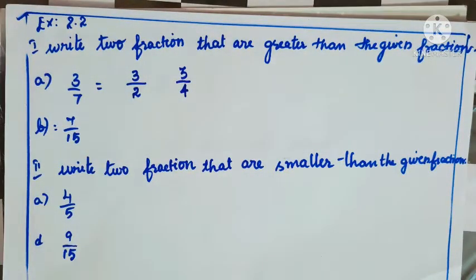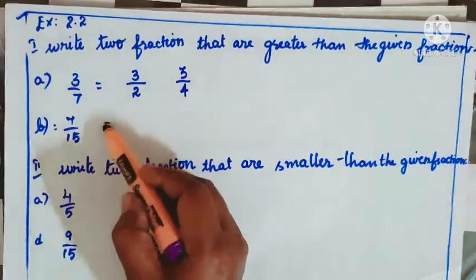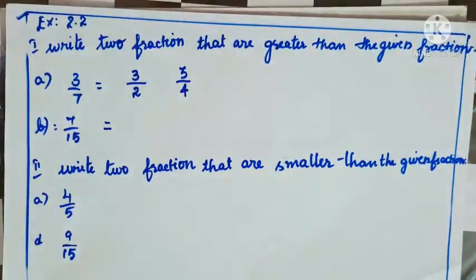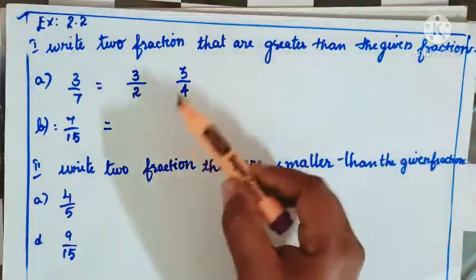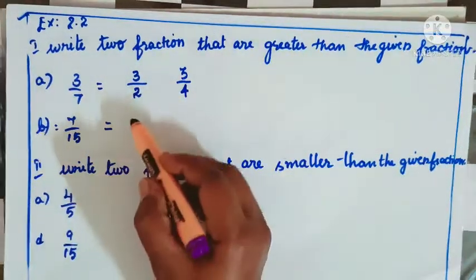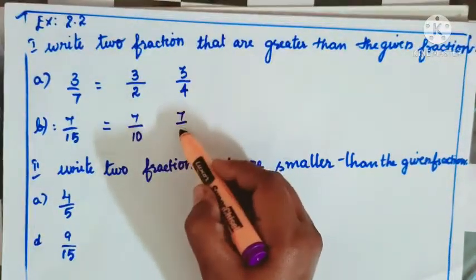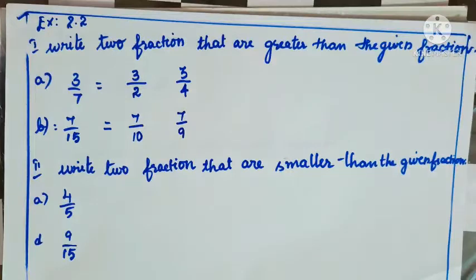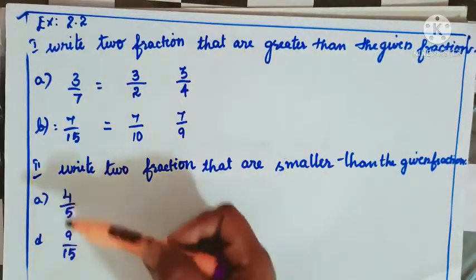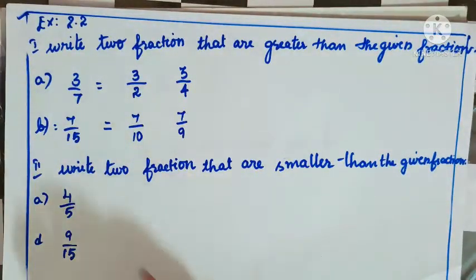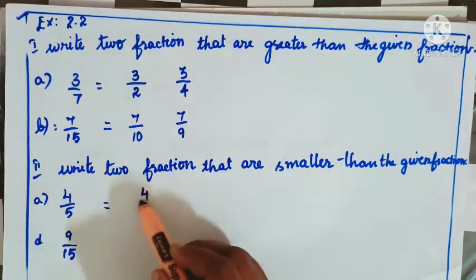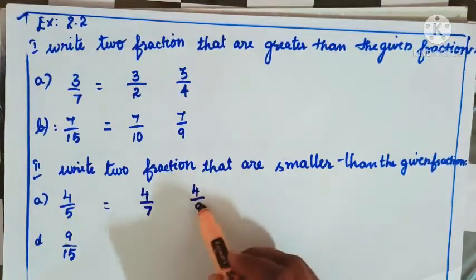Isn't it? Yes. Good. Next, can you say any two fractions which are greater than this? If you want greater, you have to write a lesser denominator, isn't it? So what can I write? 7 by 10, 7 by 9. Okay, right. Likewise, write two fractions that are smaller than the given number. If I want a smaller number than this, what do I have to write? I have to write a little bigger denominator, isn't it? So 4 by 7 and 4 by 9 I can write.